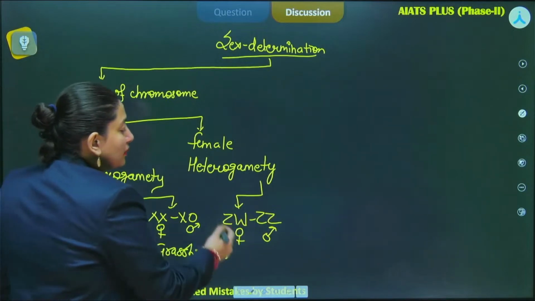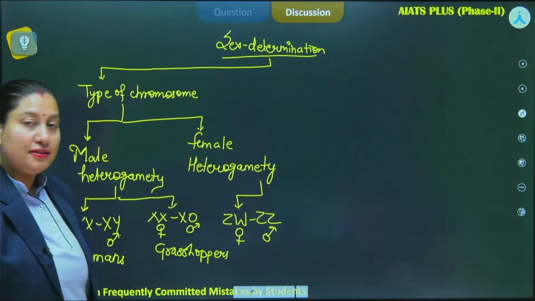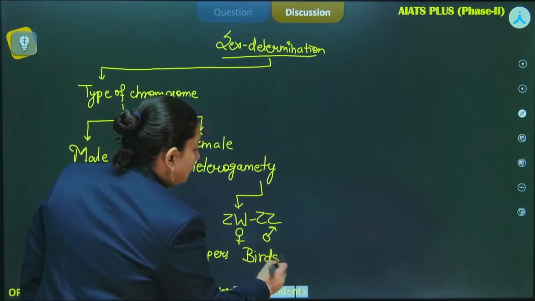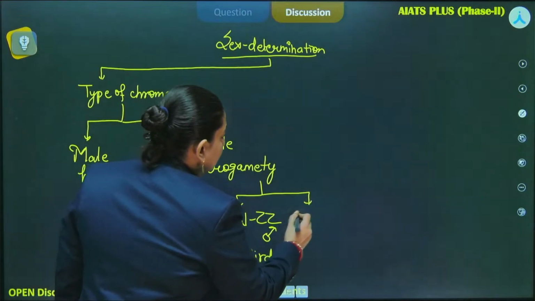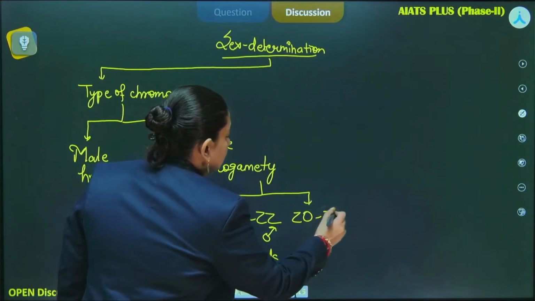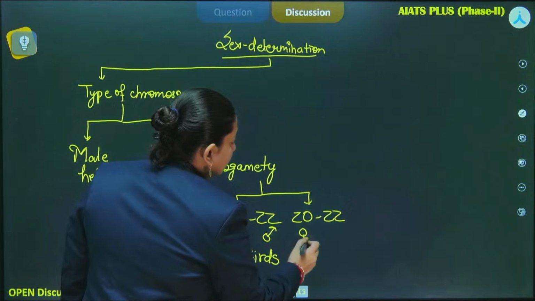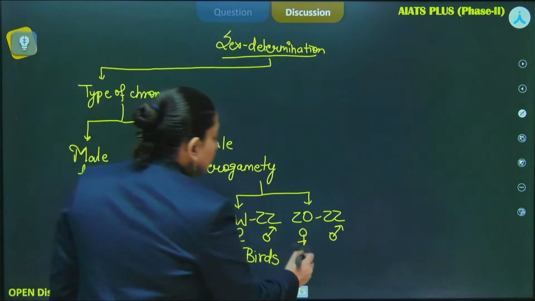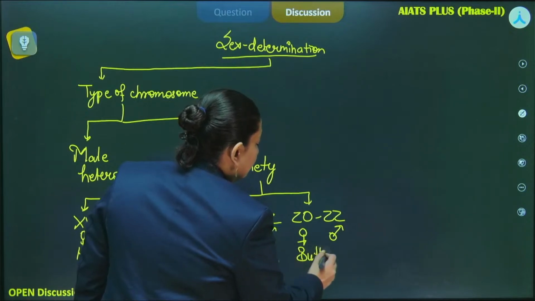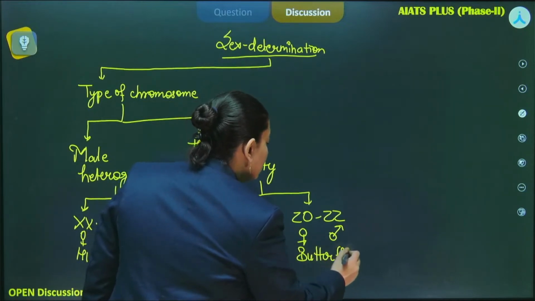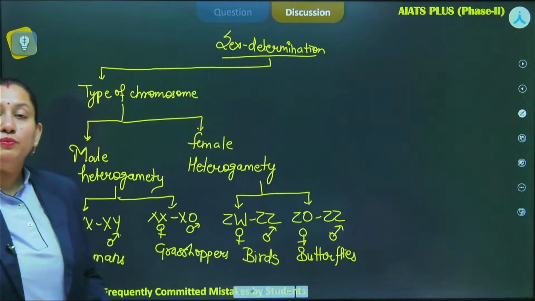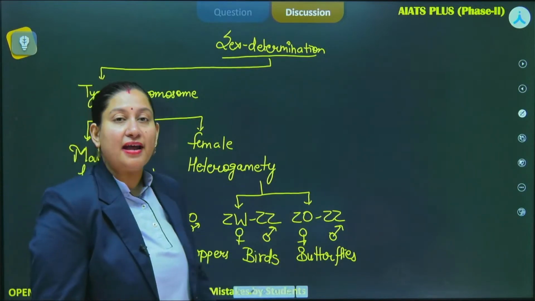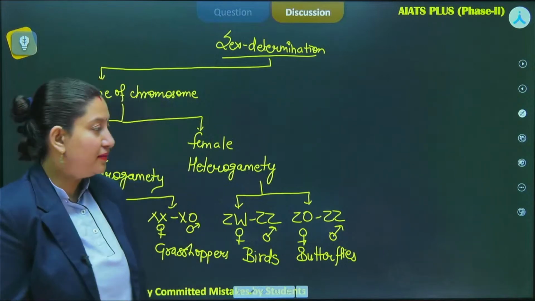So when we talk about this ZW, ZZ type of sex determination, this could be seen in birds, and another type would be ZO, ZZ, where ZO represents the female and this represents the male. This could be seen in butterflies, right? So here also the number of chromosomes that are being found in males and females are going to be different, but this time females are having fewer chromosomes than males, right?